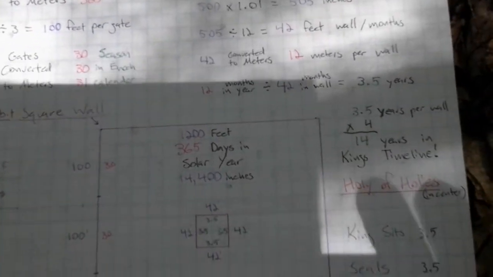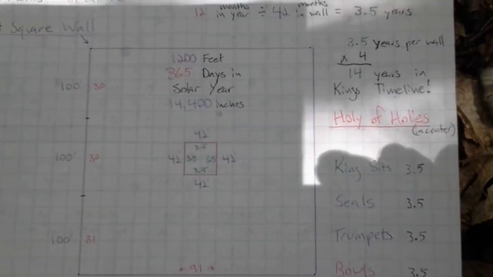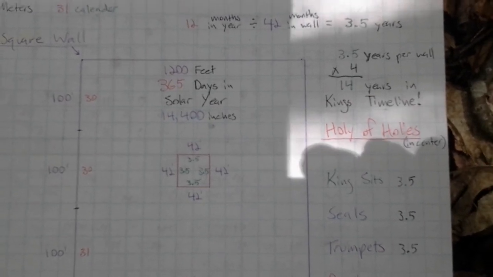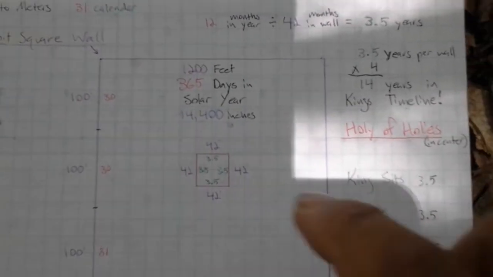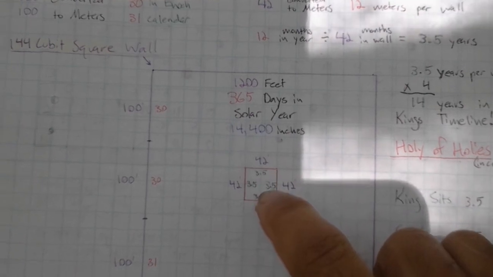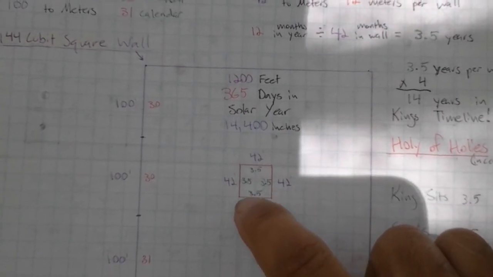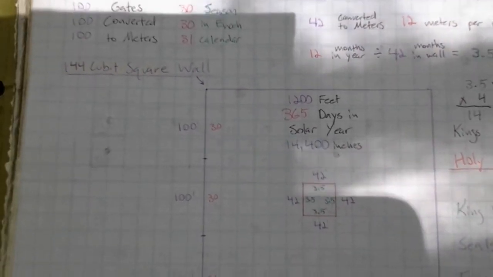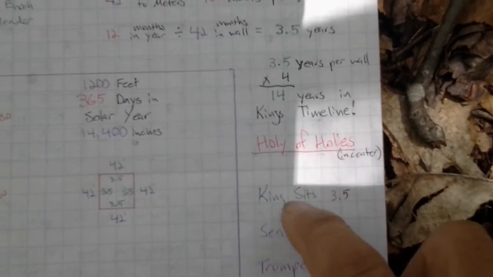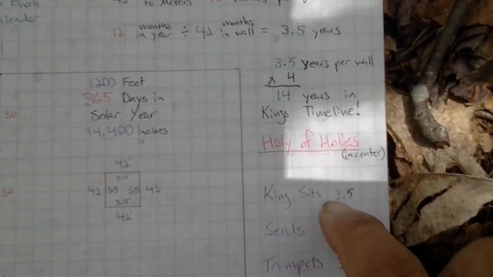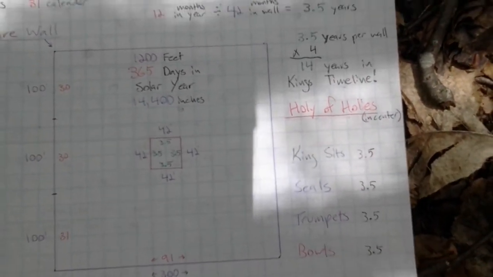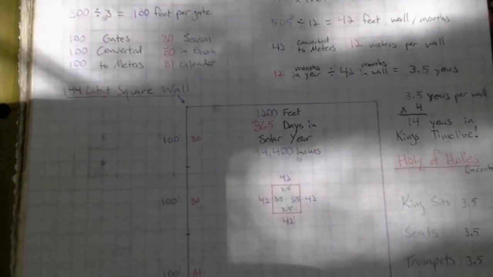What is it we're looking at? Guys, what is it we're looking at? Well, the Holy of Holies is telling you that there are fixed 3.5 year periods, and there are 4 of them. And those 4 directly relate to the king sitting, the seals, the trumpets, and the bowls. Okay? Hope you guys get it.